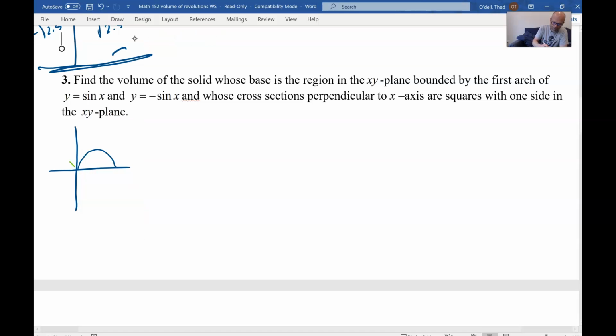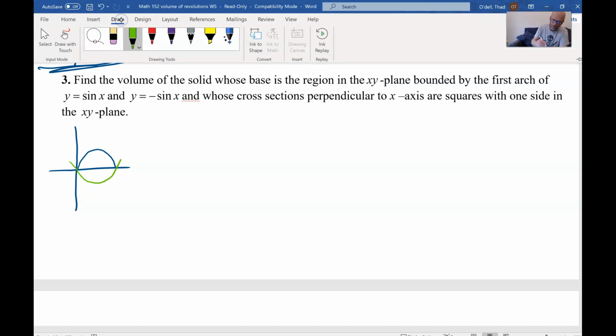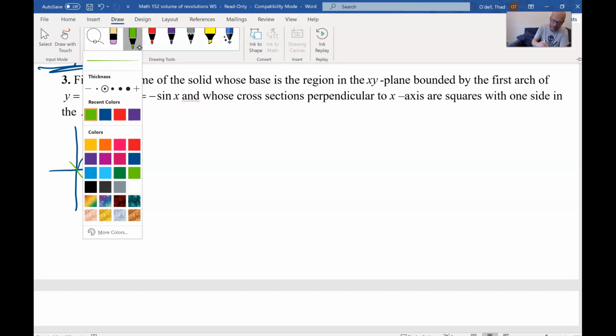Negative sine, remember, comes like this. Right? So there's our shape. The blue and green are the two boundaries, and whose cross-sections are perpendicular to the x-axis. So we're going perpendicular here, not parallel to the x-axis.